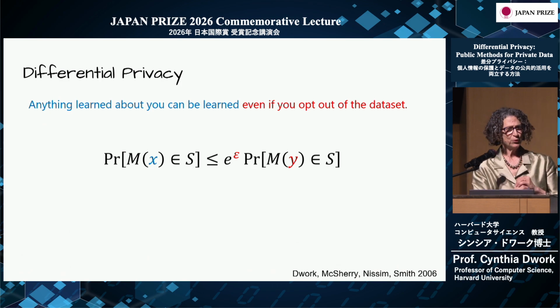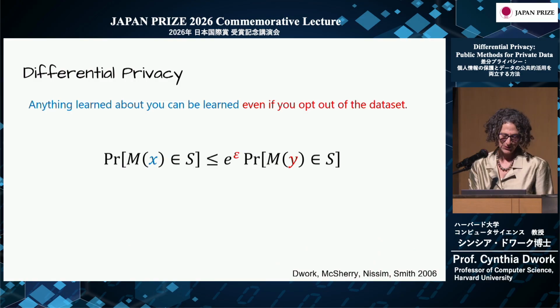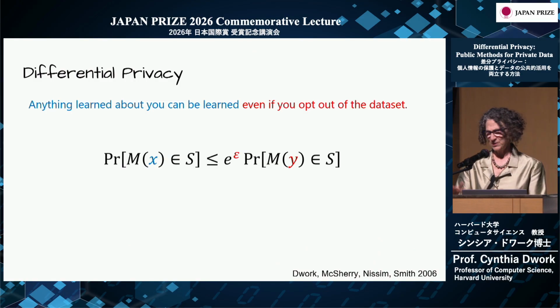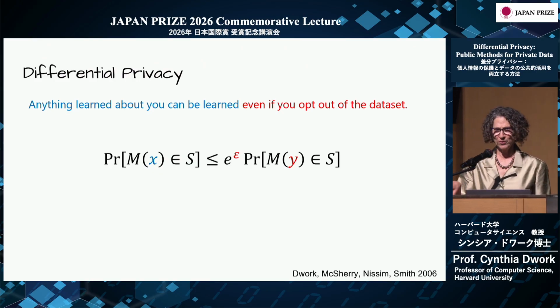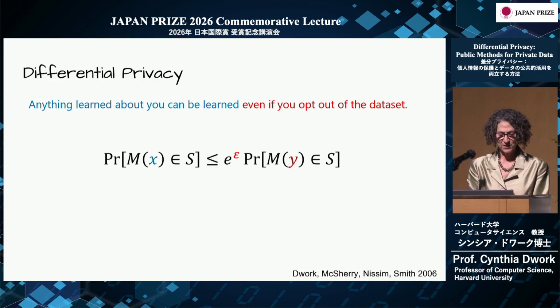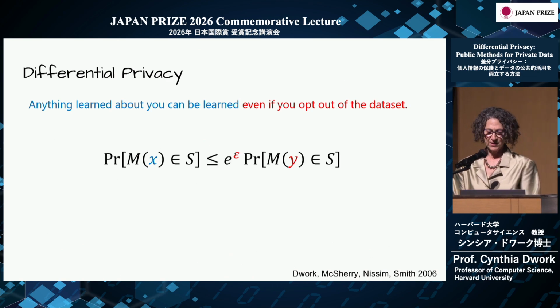Reformulating, suppose X is the data set that doesn't contain your data, and Y is identical, but your data have, other way around, sorry. Let's make X be the data set that contains you and Y the one that doesn't. So your intuition is a data set that doesn't contain you can't leak any information about you, so this term on the right is going to be very small. And what this says is that anything that can be learned about you when you are there, when it's X, should be learnable about you even if you've opted out and the data set is actually Y.